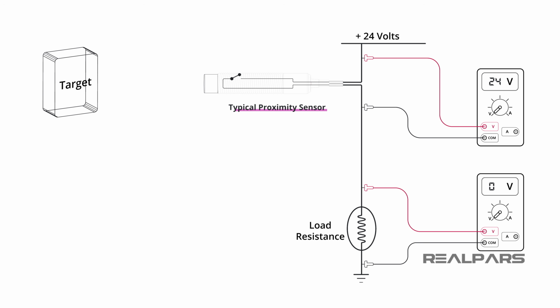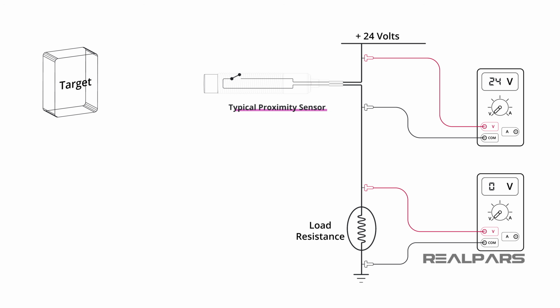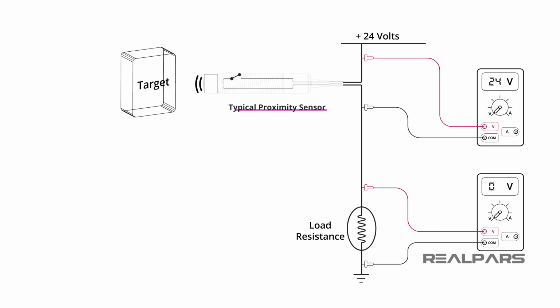Let's begin by reviewing the electrical characteristics of a typical proximity sensor. As illustrated in our animation, the proximity sensor acts just like a simple switch. When the target is away from the sensor, the switch is open. When the target is close to the sensor, the switch is closed.